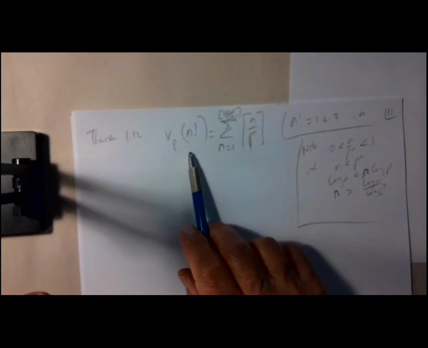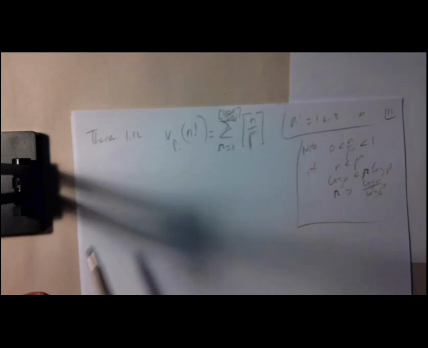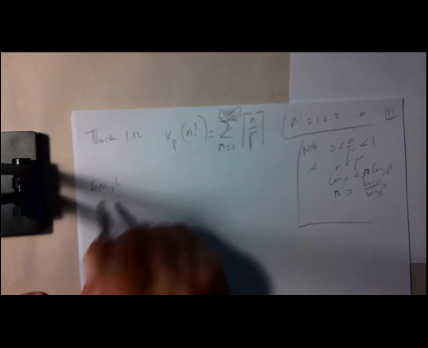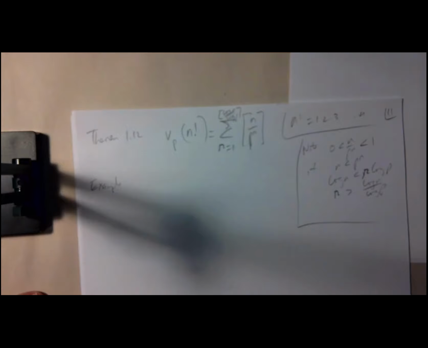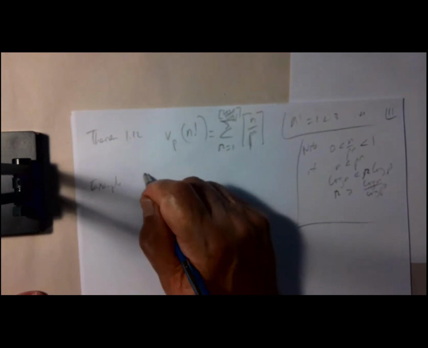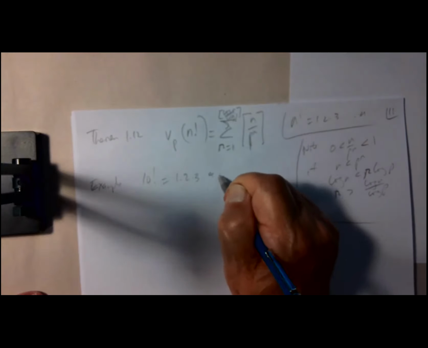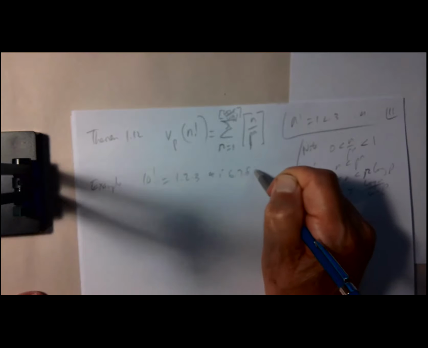So this is a formula for the power of a prime dividing n factorial. Let's just do a calculation. Suppose I want to know a huge number, like 10 factorial. That's 1 times 2 times 3 times 4 times 5 times 6 times 7 times 8 times 9 times 10. That is a big number.